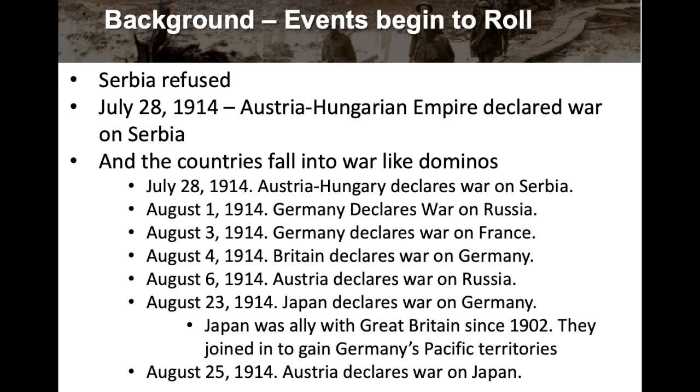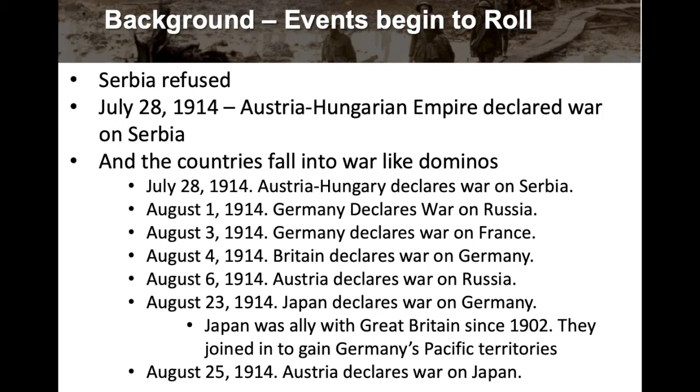So you see here the dates and the declarations of war. July 28th, 1914, Austria declares war on Serbia. Several days later, August 1st, Germany declares war on Russia, because Russia is going to be threatening Serbia, and through Serbia they're going to be threatening Austria. August 3rd, 1914, Germany declares war on France because they're afraid of the two-front war, Russia and France.